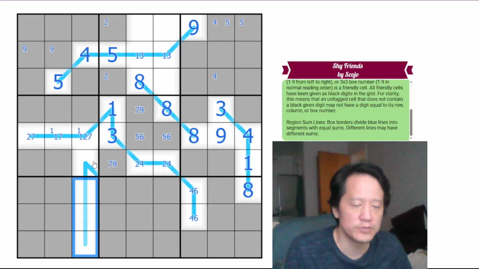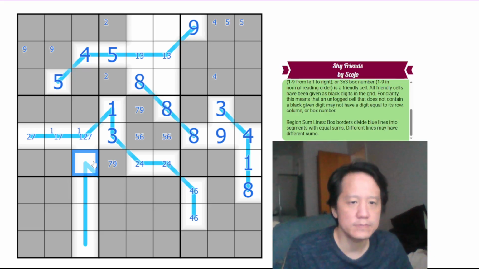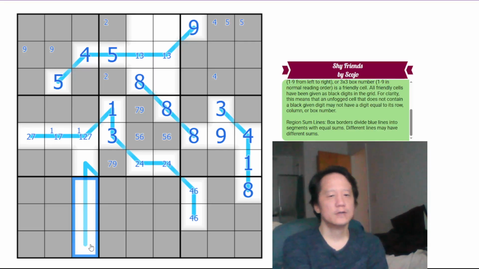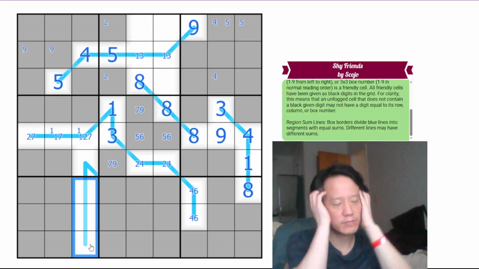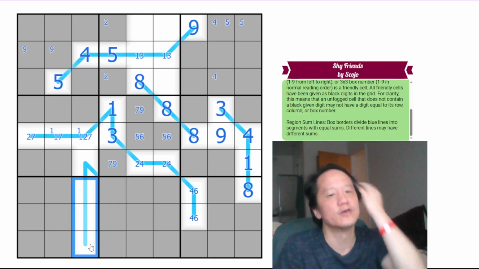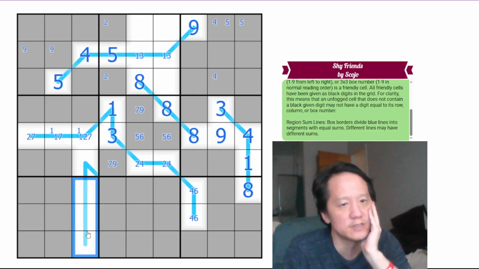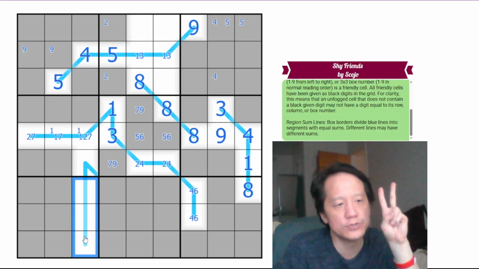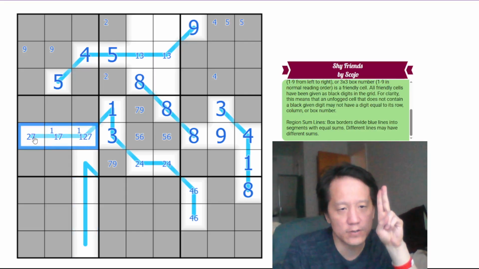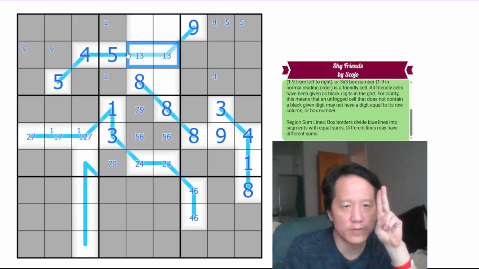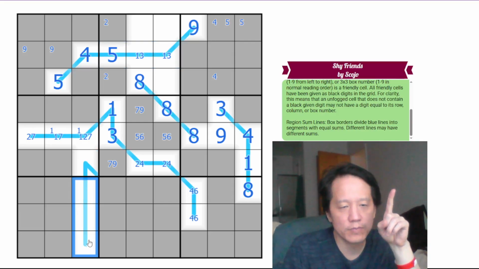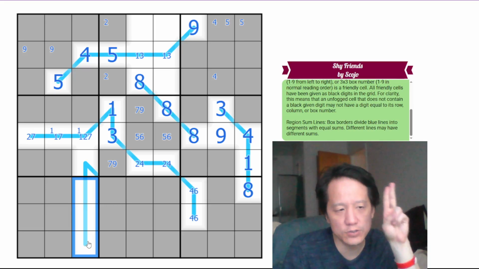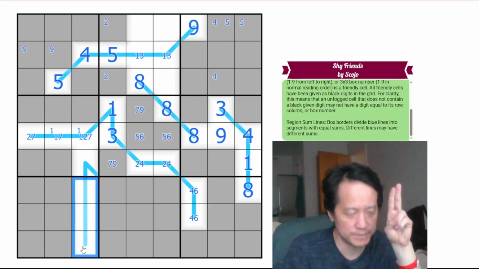These 3 digits add up to this single digit. You cannot have a 3 here because none of them are given, so they can't be friendly, which means they cannot contain a 3 because this is column 3. You need 2 digits. Again, like I said, if you have 3 digits adding up to a single digit, which we do have here, you always have 2 digits from 1 through 3 in that set.